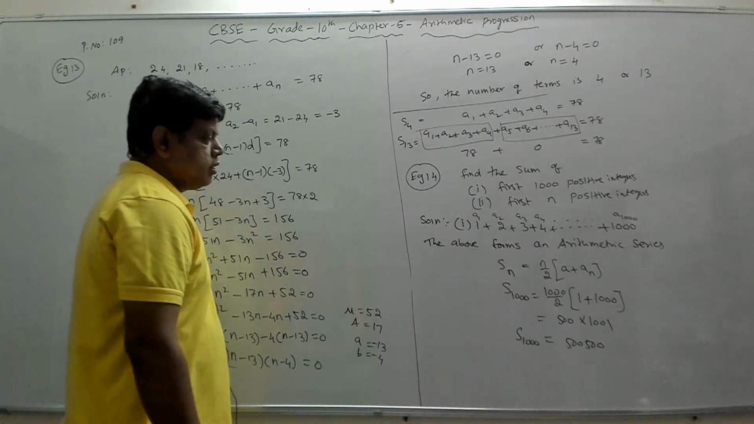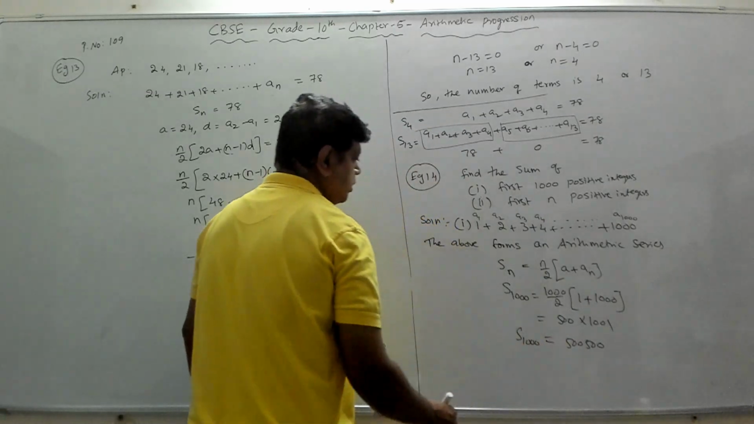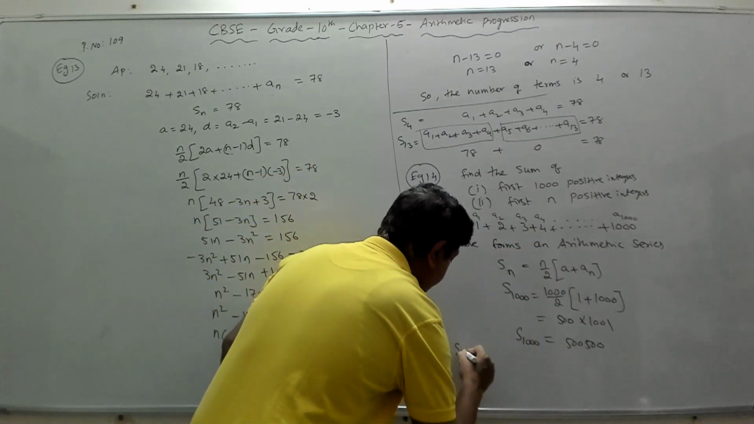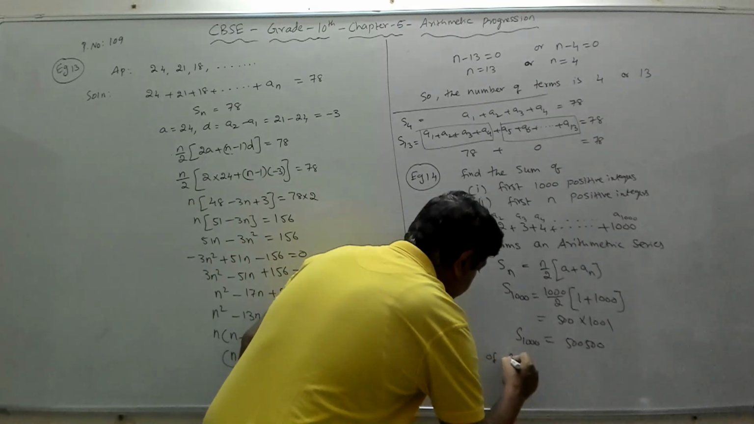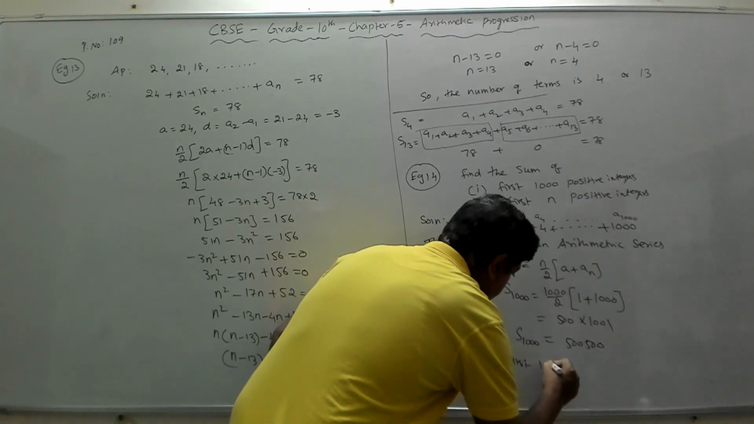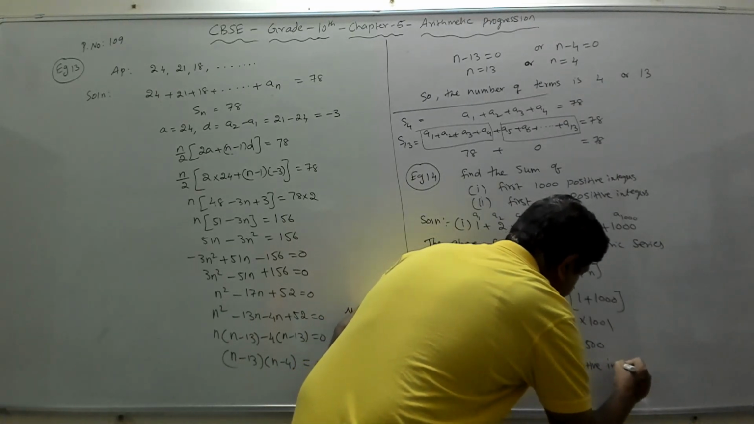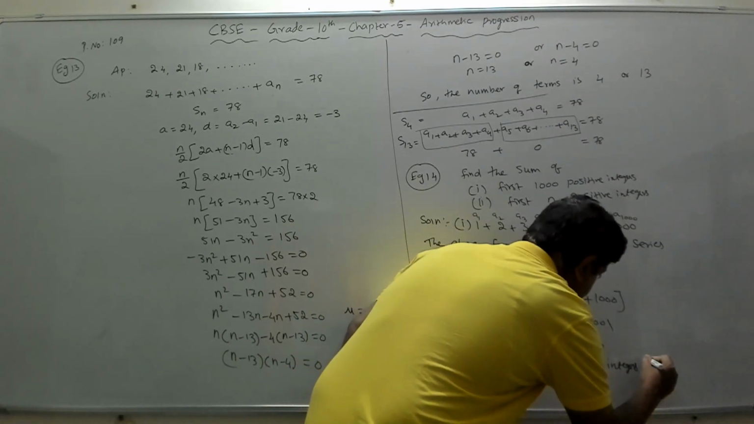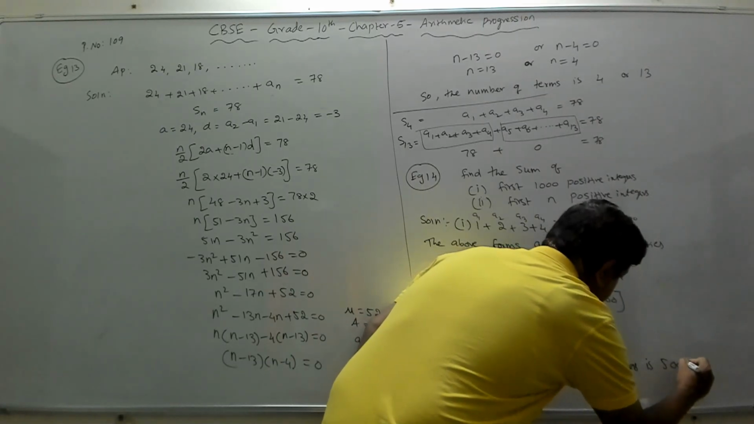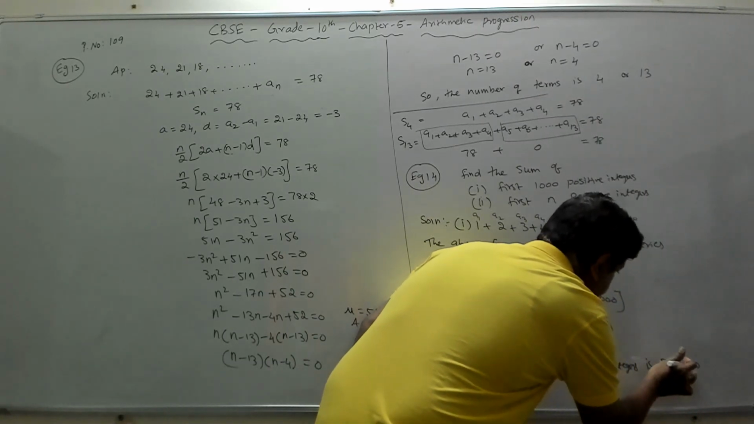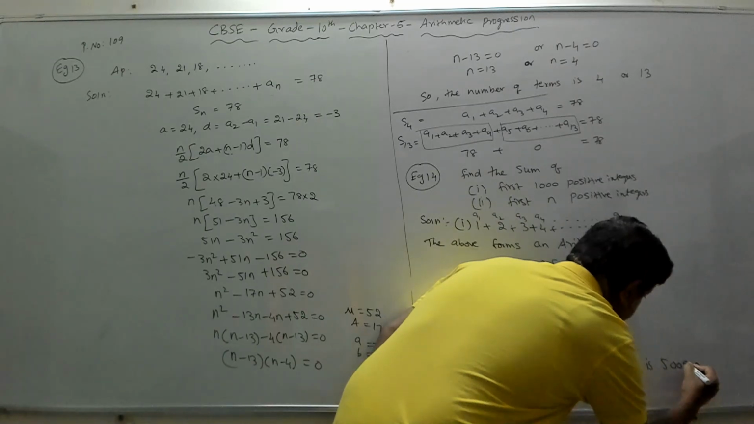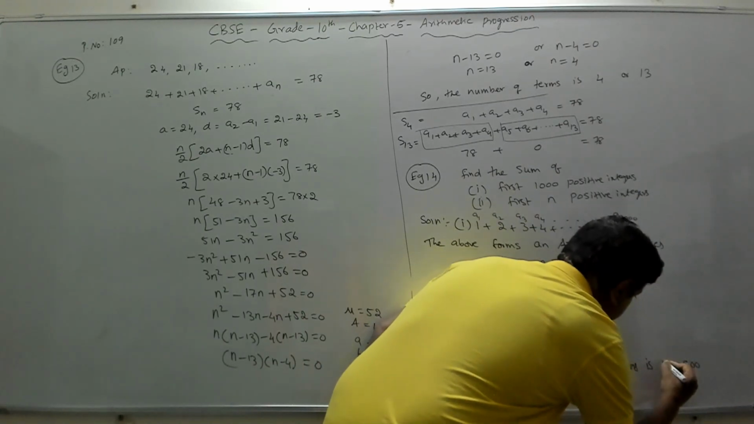5,500,000, right? This is the sum of the first 1000 positive integers. So the sum of the first 1000 positive integers is 5,500,000.